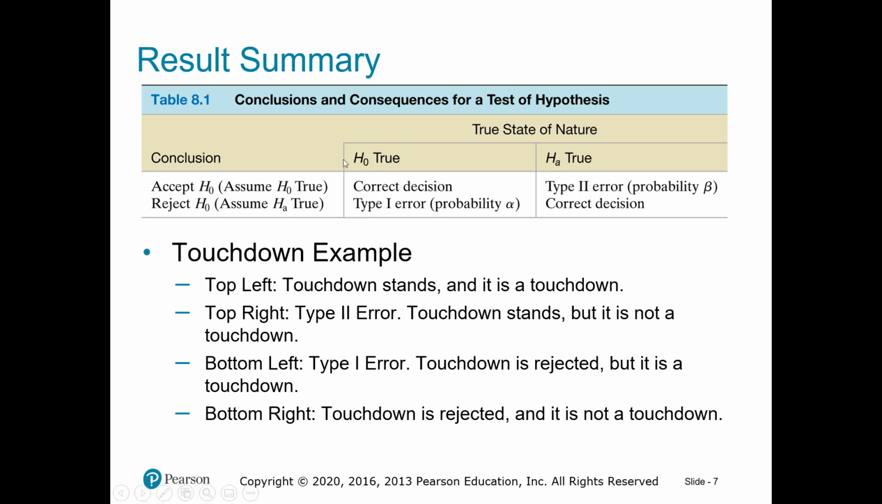So imagine that the null hypothesis is true and it is a touchdown. Then if we fail to reject the null hypothesis, we make a correct decision. The touchdown stands and we've done everything correctly. If it is a touchdown, but we still reject the null hypothesis in favor of the alternative that it's not a touchdown, then we've made a type 1 error, in that we've rejected when we shouldn't have rejected.